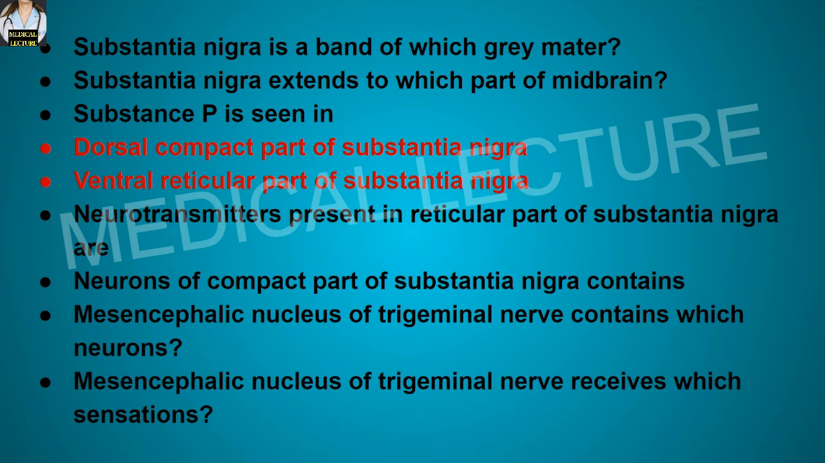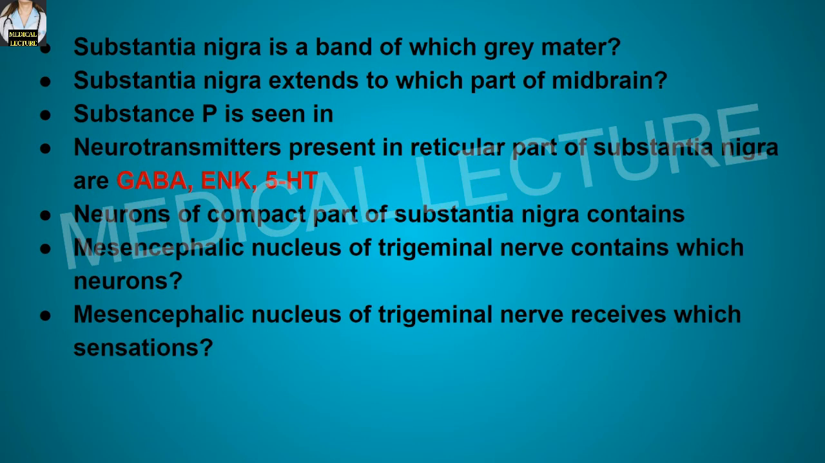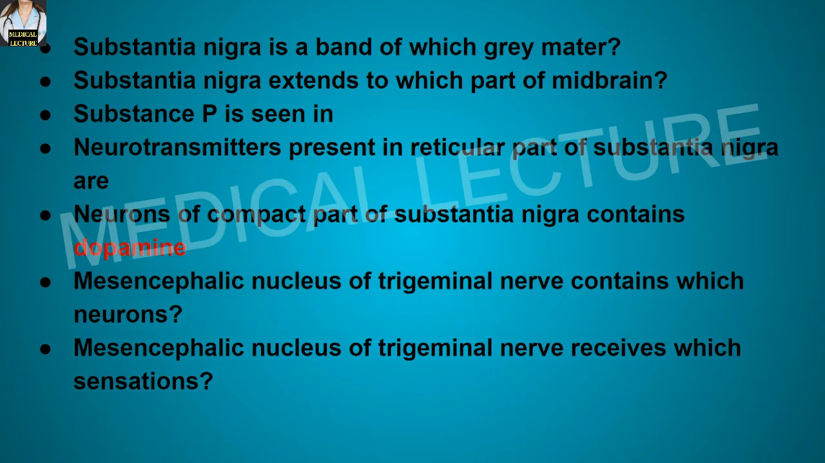Which neurotransmitters are present in the reticular part of the substantia nigra? They are GABA, that means gamma aminobutyric acid, ENK, that means the enkephalins, and 5-HT, that means 5-hydroxytryptamine or serotonin. Neurons of the compact part of the substantia nigra contain dopamine.